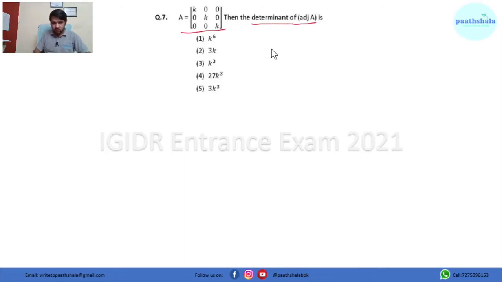Okay, so first look at the matrix. If I take K as common, we will get this matrix, that is 1, 1, 1, 0, 0, 0, 0, and 0 also. So this is nothing but an identity matrix of order 3. So this is K into I. Okay, we can write it.